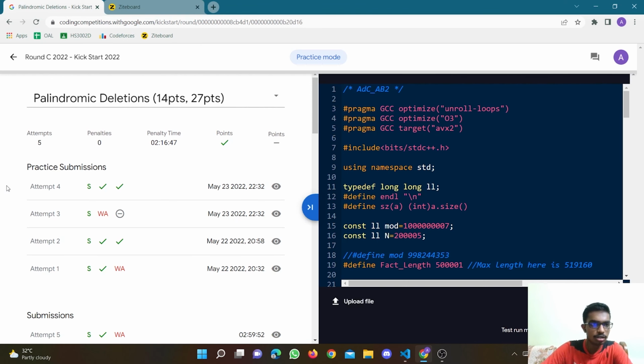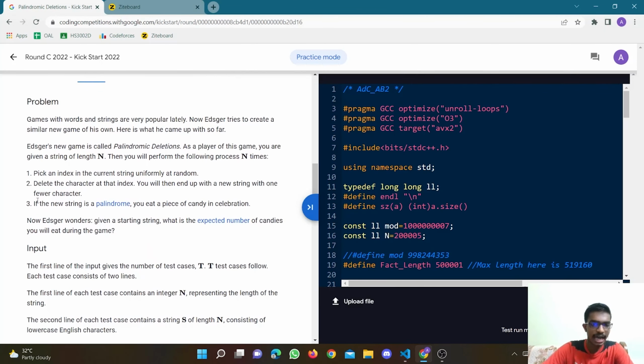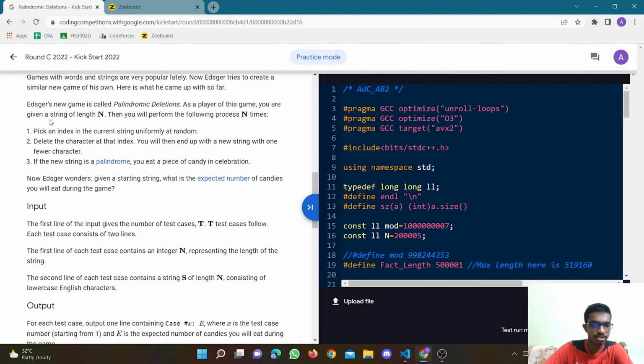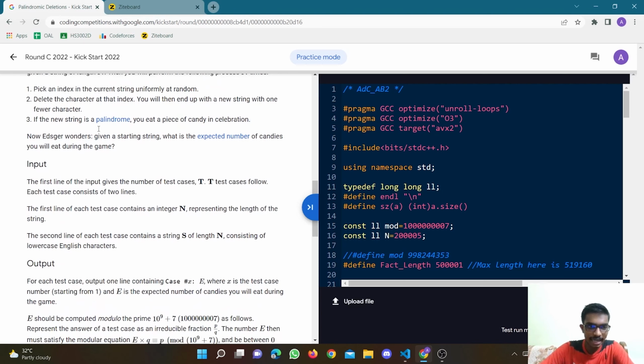Let's now look at Google Kickstart Round C's last problem, palindromic deletions. So the essence of the problem is this: you are given a string of length n. You have to perform the following process n times. Pick an index in the current string uniformly at random. Delete the character at that index. You'll now get a string with one fewer character. If the new string that you get is a palindrome, you eat a piece of candy. And now you're asked what is the expected number of candies you will eat during the game.